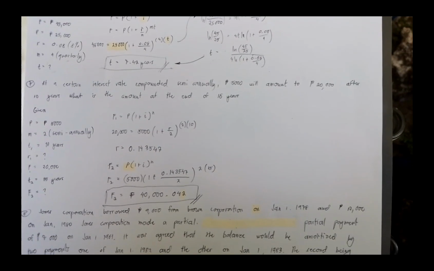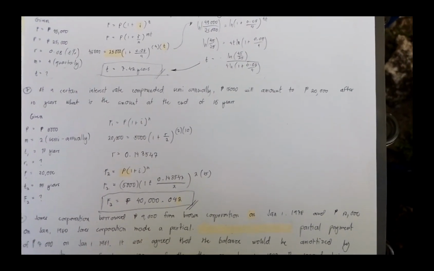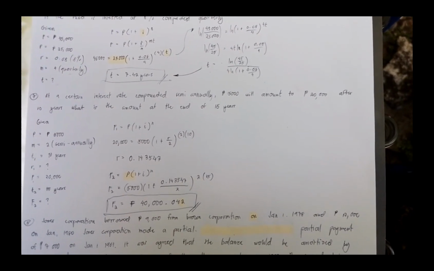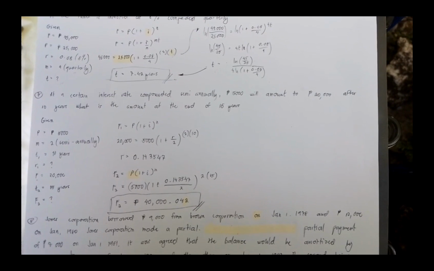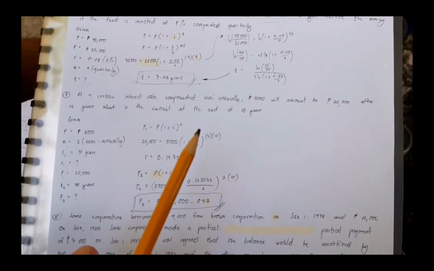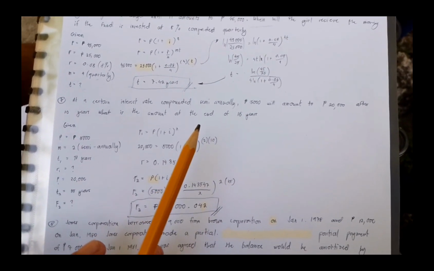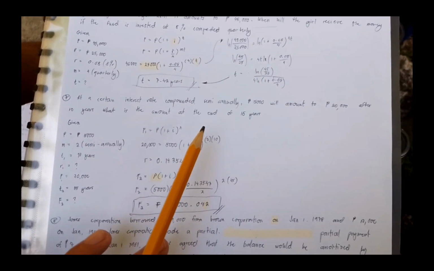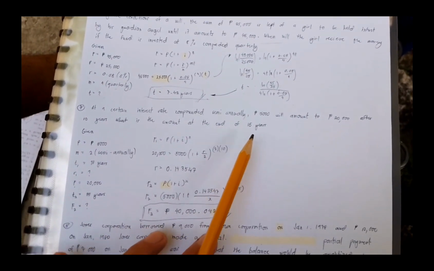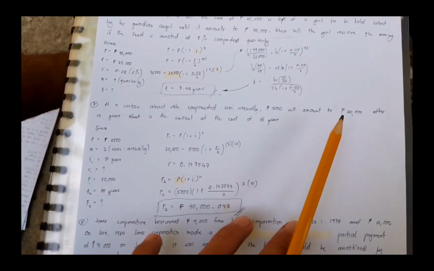So number 7. At a certain interest rate compounded semi-annually, 5,000 will amount to 20,000 after 10 years. What is the amount at the end of 15 years? If the nominal rate were given, we could easily get its value at 15 years, but unfortunately it's not a direct substitution. First, we need to compute its rate.